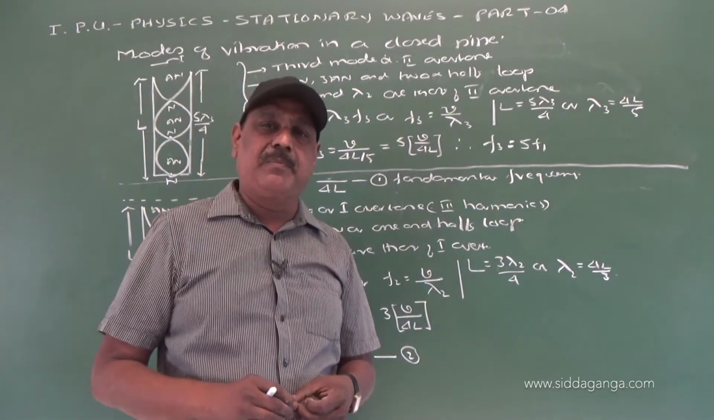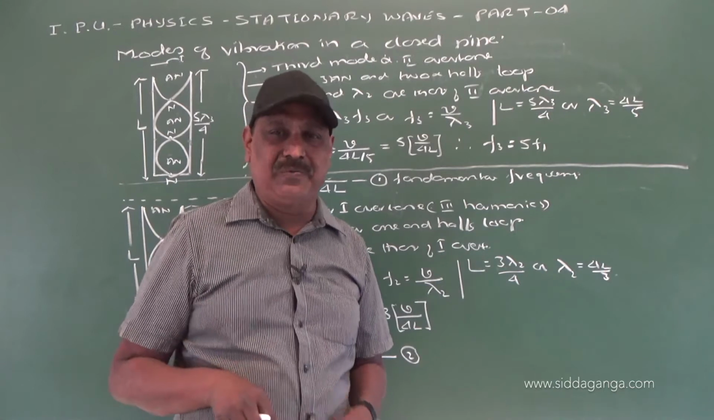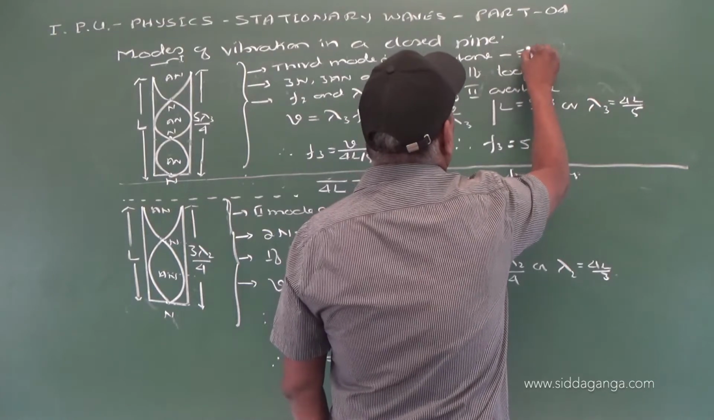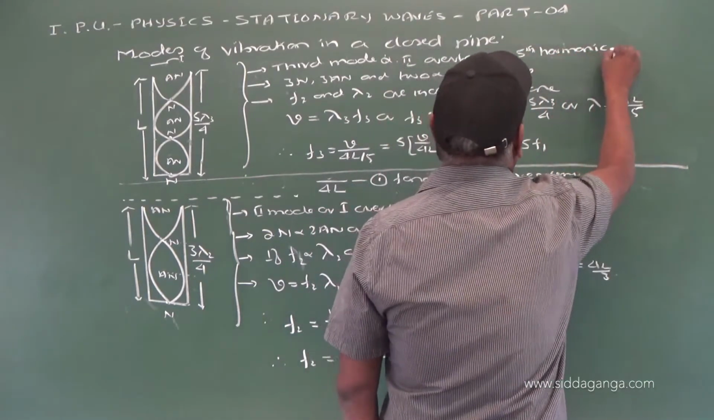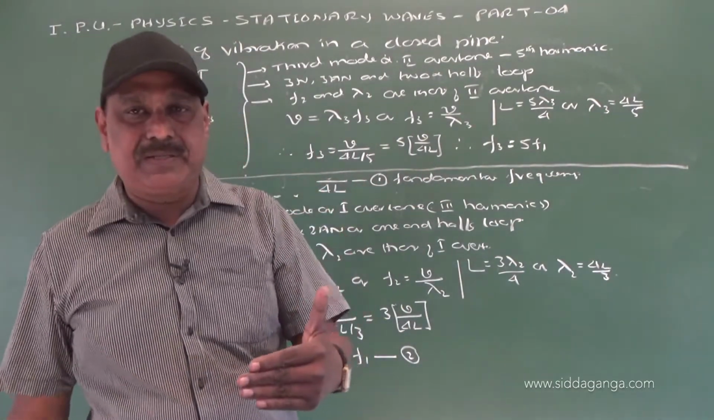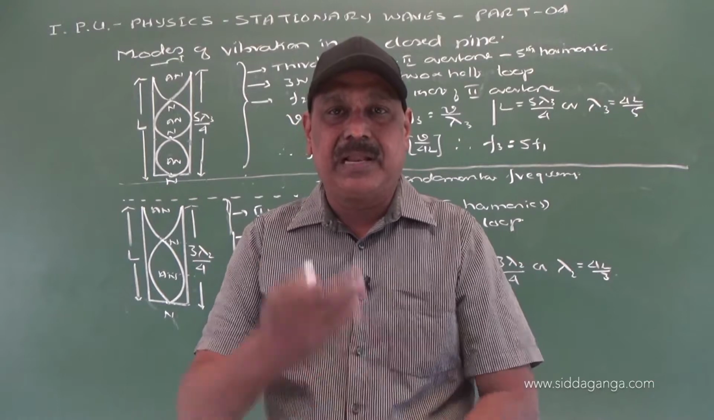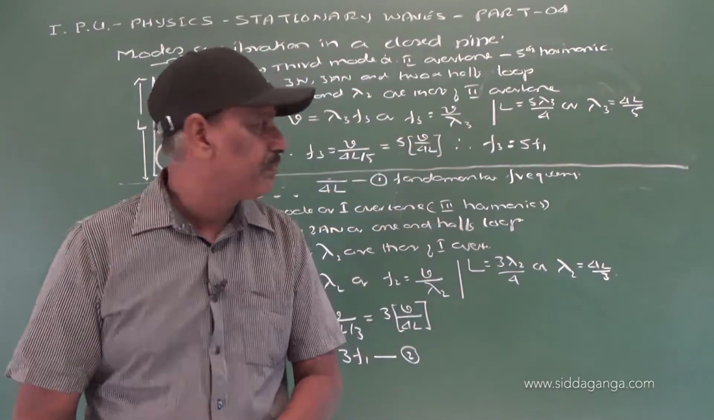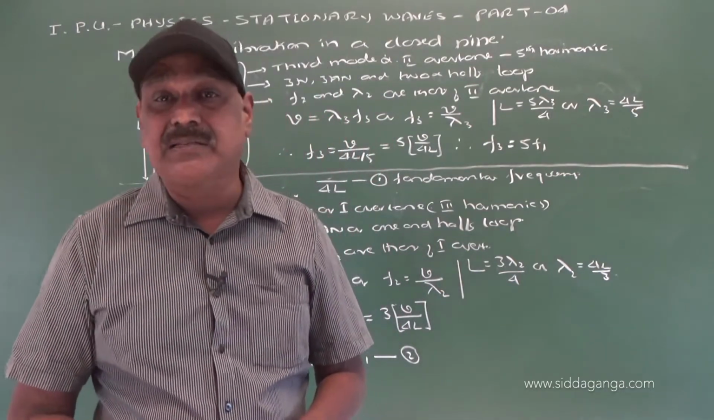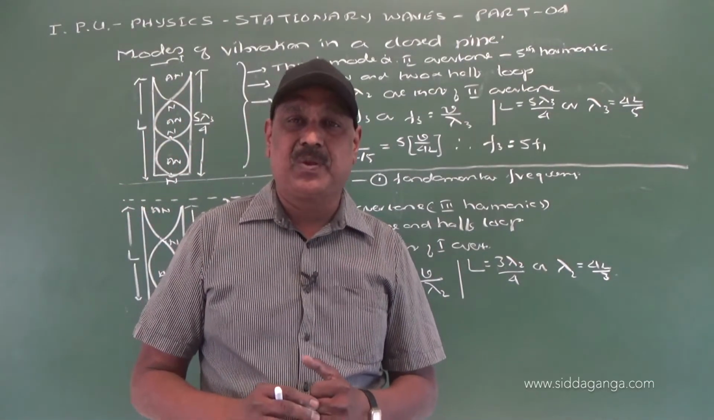In string and open pipe, F3 is equal to 3F1, but here F3 is equal to 5F1. So this is second overtone, fifth harmonic. See here, we have fundamental frequency, first harmonic. Next we are having third harmonic. Next we are having fifth. Similarly, we can show 7, 9, 11 harmonics are present, but no second harmonic, no fourth harmonic.